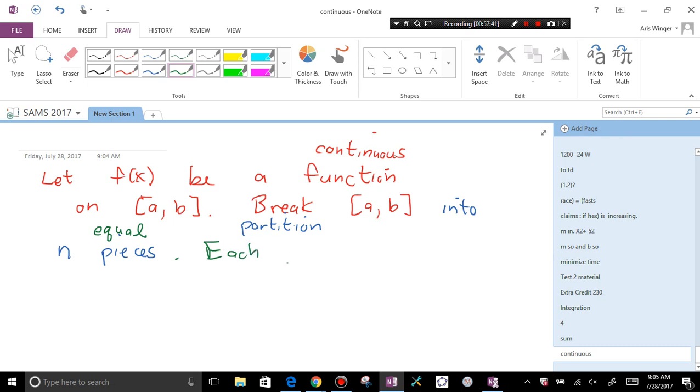Each piece has, what's the length of it? B minus a divided by n. That's right, it's b minus a over n. All right, so we did 3 minus 0 over 6.